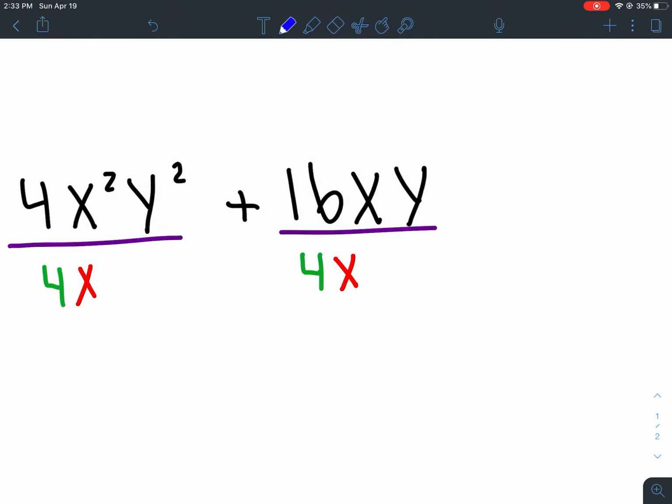Okay, the last thing I see is the y's. Over here, I have y squared, which means I have 2 y's. Over here, it's just y to the first, which means I only have 1 y. What's the most amount of y's that I can take out of both? Remember, you have to be able to take it out of everything. It's going to be just 1 y.